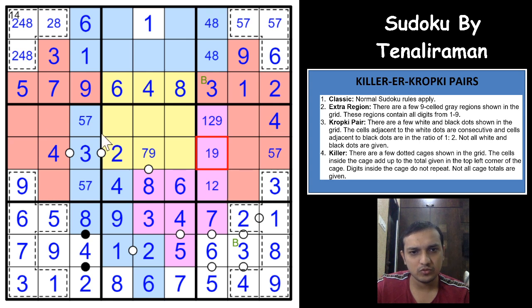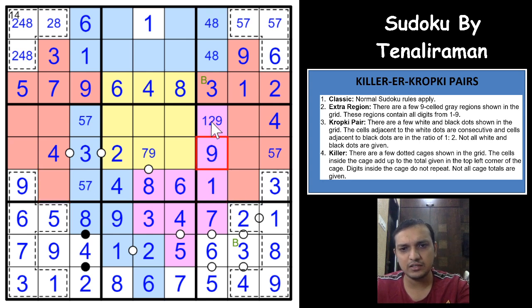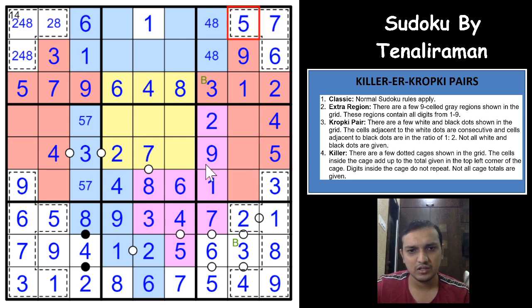1, 2, 4, 8, right? So 1 would have to be in one of these 2 cells. Again 1 would have to be in one of these 2 cells. So 1 in row 6 can only go to one place, that is this cell, right? Cannot have a 1 here, no 1 here and no 1 here. So 1, that gives you a 9 here, that gives you a 2 here, that gives you a 7 here. Excellent. That gives you a 5 here, 7 here and a 5 here.